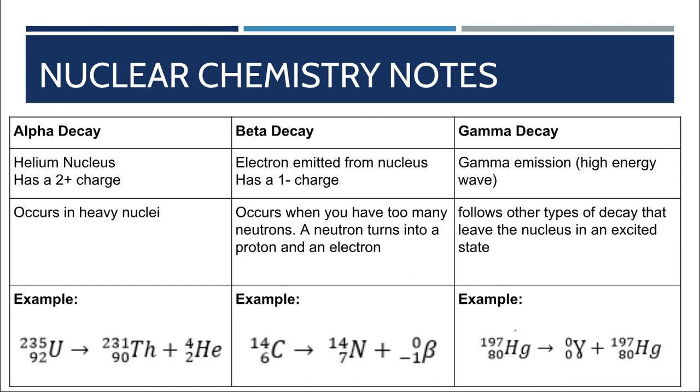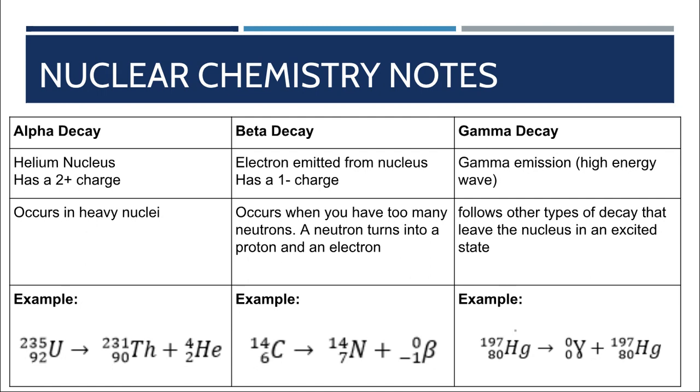Then you look at what element I made. Because remember, if you're getting rid of protons, you're making a new element. If I take 2 away from 92, that brings me down to Th, which stands for thorium. Thorium has 90 protons because we lost 2, and it's going to have a mass number of 231 because you're losing 2 protons and 2 neutrons.